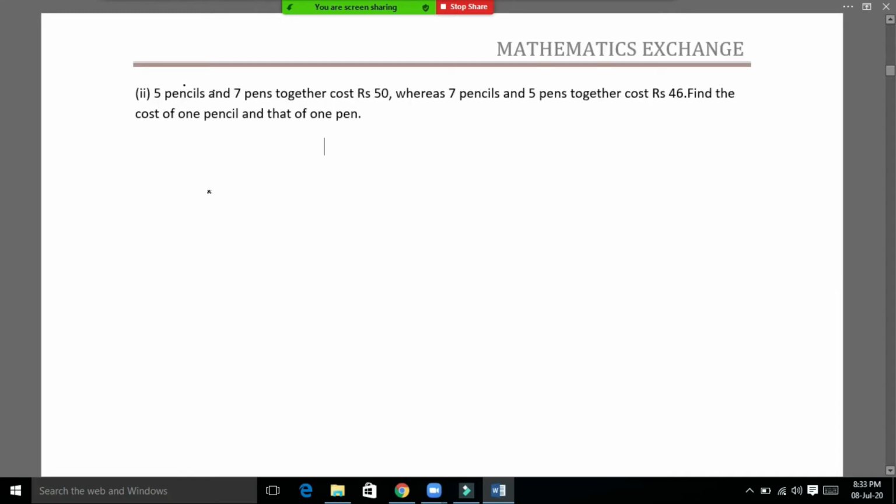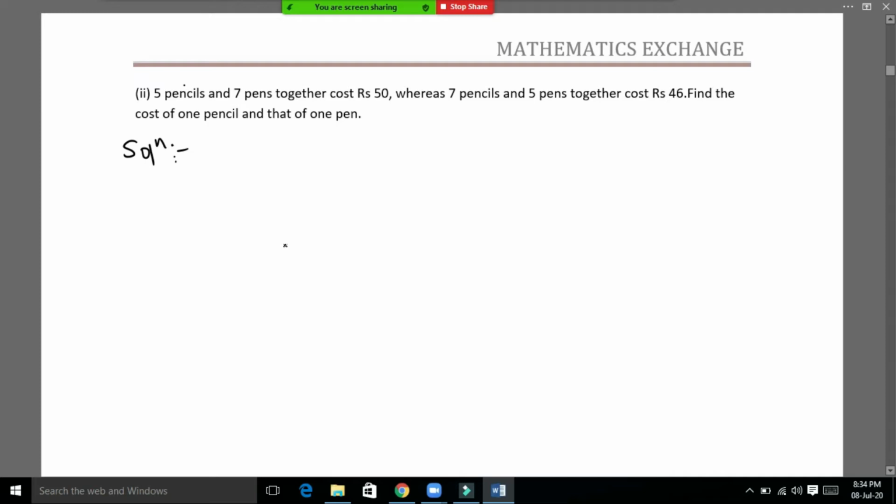Second example of the first question: 5 pencils and 7 pens together cost rupees 50, whereas 7 pencils and 5 pens together cost rupees 46. Find the cost of one pencil and that of one pen. So in this question we have to find the solution graphically. The cost of 5 pencils and 7 pens is rupees 50 and that of 7 pencils and 5 pens together is rupees 46. We have to find the cost of 1 pencil and the cost of 1 pen.